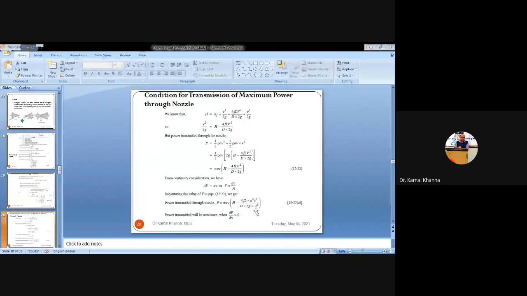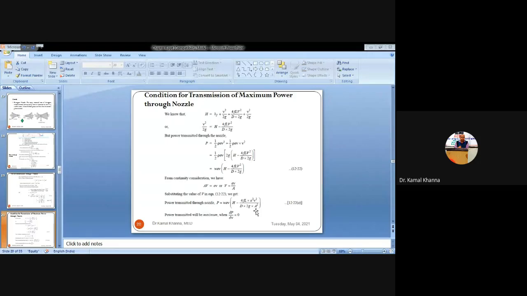In mathematics, you must have read that whenever you want to calculate the maximum value of a certain constant or variable, you always differentiate it with respect to the variable. So here the power is varying due to the change in the velocity of the pipe. Because we have installed a converging nozzle at the exit of the pipe, we are increasing the velocity. Therefore the power transmitted will be maximum whenever dP by dV is equal to 0.